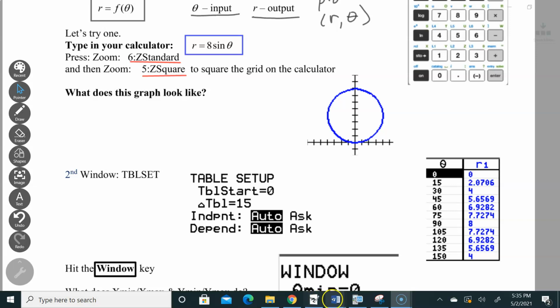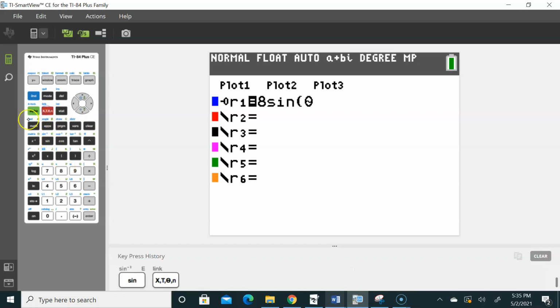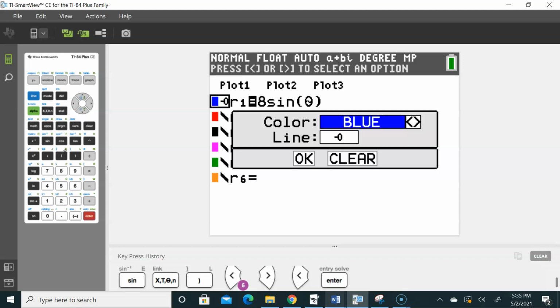So on my calculator, I'm going to get rid of this. I'm going to do 8 sine theta. I close my parentheses. Now, just like before, whenever the equal sign is on, it is going to graph that function. I'm going to hit enter, and this is what I mean. You have different things you can do, different colors, but you have different things you can do, like the tracer or the normal thick line. I'm just going to do this normal thick line.